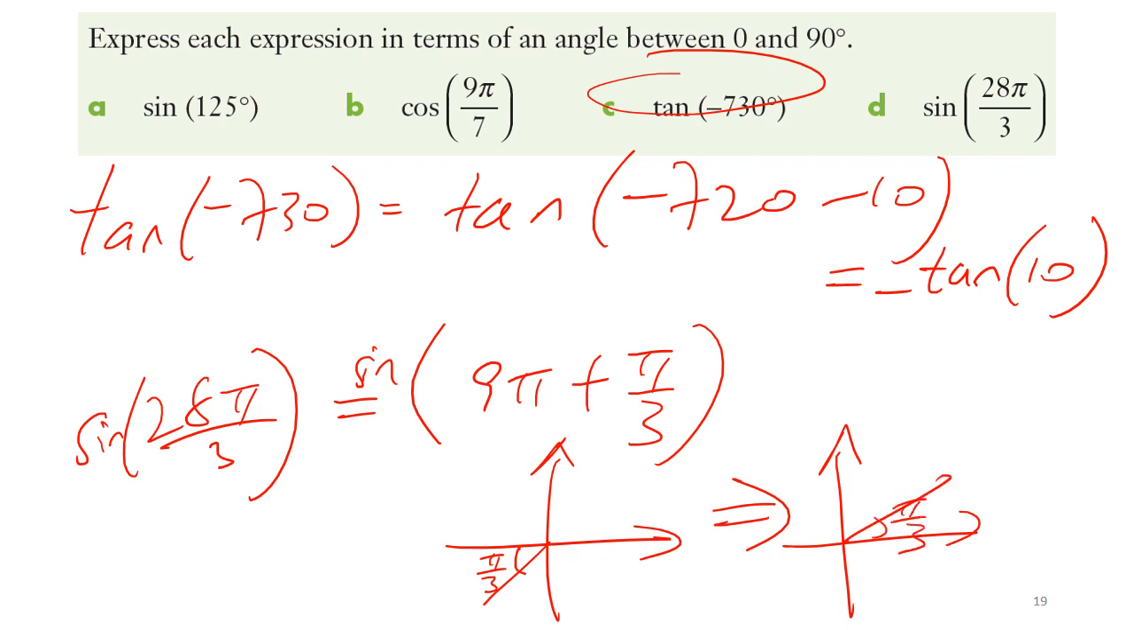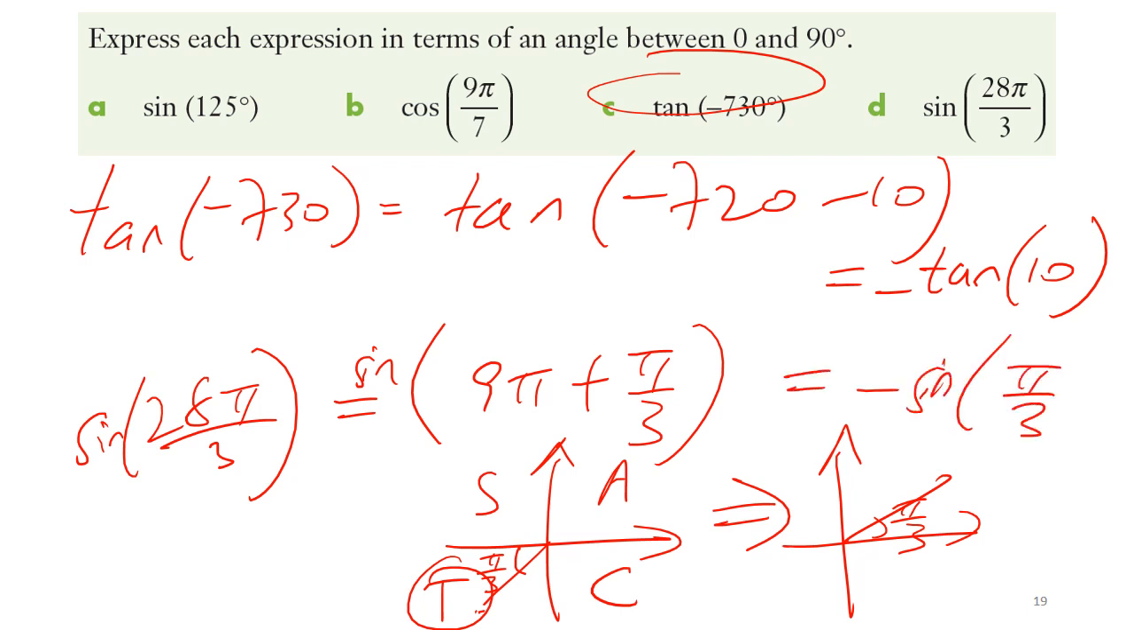And which trig ratio are we talking about? We're talking about sine. So let's look at CAST. Here, it should be a negative. At the first quadrant, it should be a positive, which means the sign would flip, which means your answer will be negative sine pi over 3.